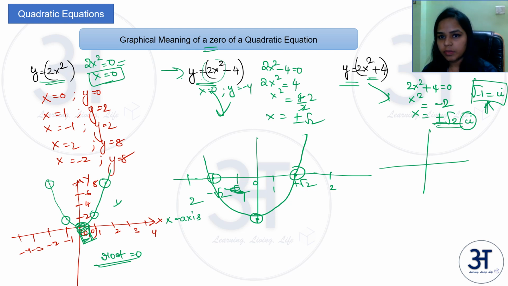Y equal to 2x square plus 4. So if x equal to 0, y equal to 4. So it will be here, the point will be here. And if you plot the different points, you get a parabola like this.